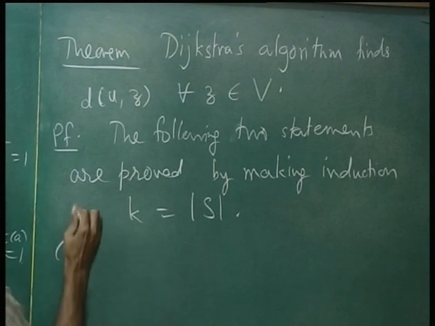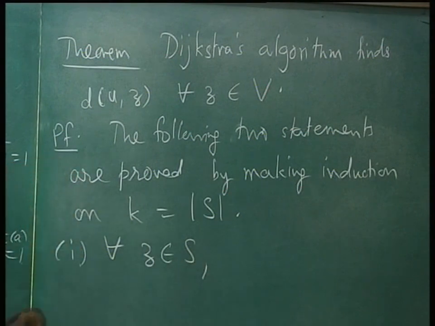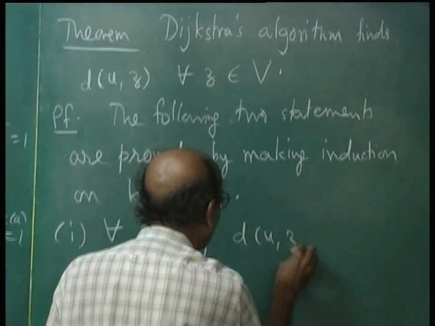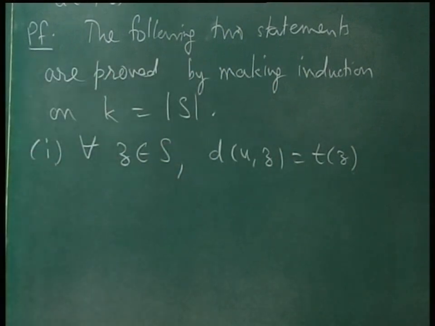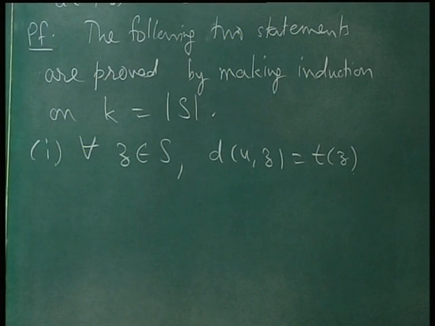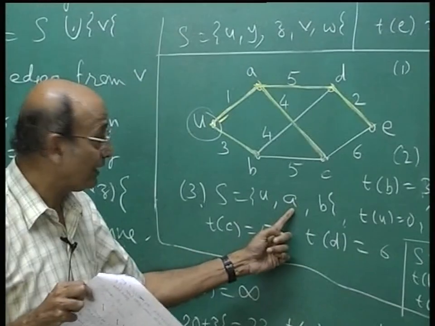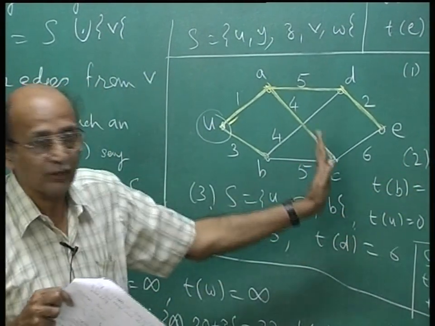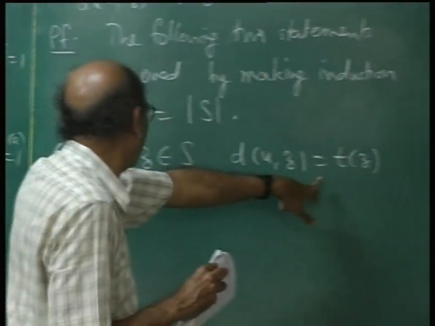First statement: for all Z in S, for all the vertices that are already there in the bag, distance from U to Z. Check that what we did was, as soon as we put a vertex in the bag, the tentative distance remains the same. Once I put that vertex in the bag, that tentative distance is not going to change after that. The tentative distances change only for the vertices that are outside S, not for those that are inside S. So that is the first claim.